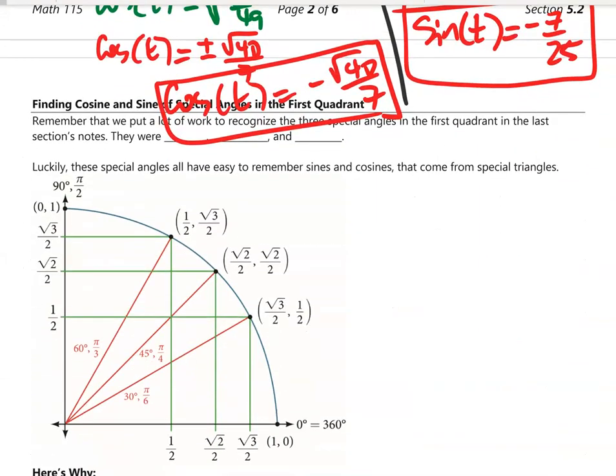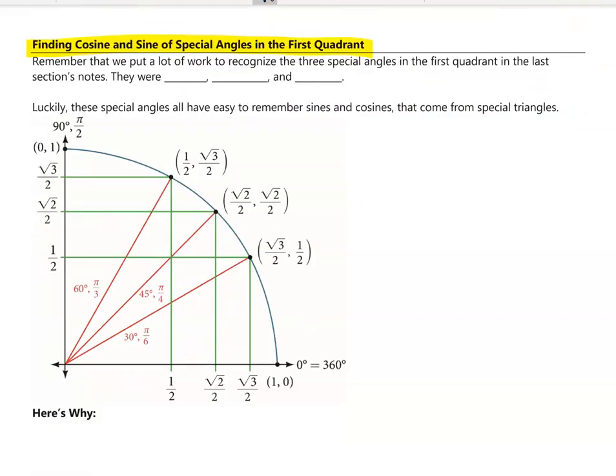Next one, finding cosine and sine of special angles in the first quadrant. Remember that we put a lot of work to recognize the 3 special angles in the first quadrant in the last section's notes. And they were 30 degrees, which in radians is pi over 6. Also 45 degrees, that's equivalent to pi over 4, and 60 degrees, that is pi over 3. Luckily, these special angles all have easy to remember sines and cosines that come from special triangles.